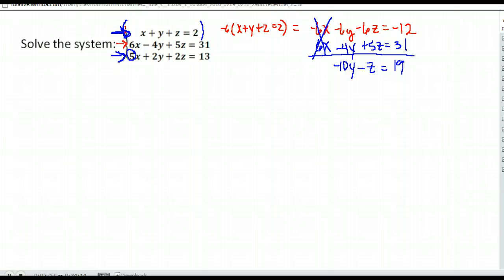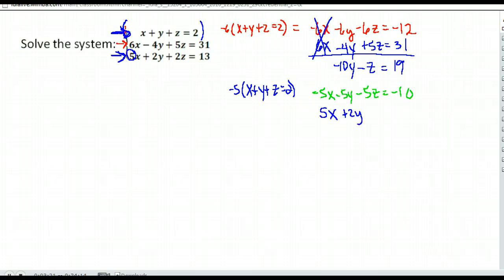I'm going to do that over here. So again, I'm going to do -5 times that first one. Okay, let's see what that does for me. That gives me a -5x minus a 5y minus a 5z is equal to -10, and I add it to my second equation, or excuse me, my bottom equation, so that my x's will cancel.